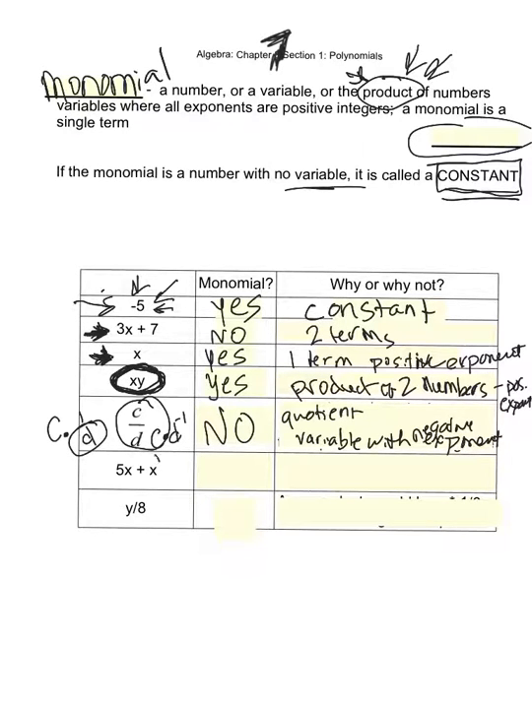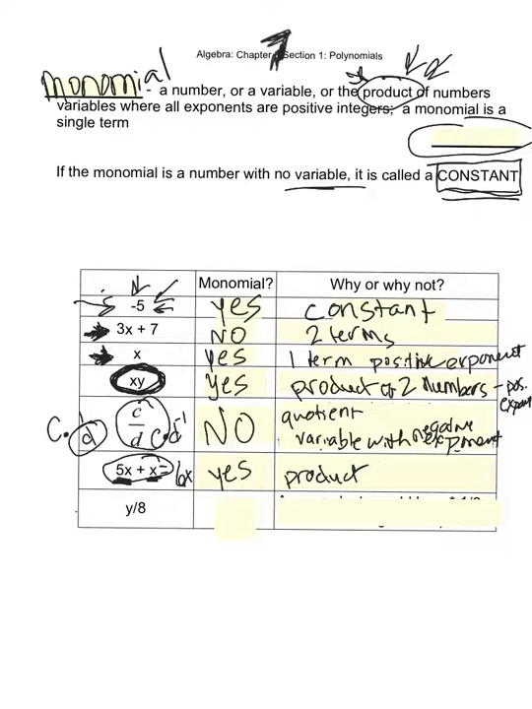All right, let's look at this one. Initially you look at it and say, oh, it's 2 terms. No, but actually look closely. These two are like terms. So before you can look at it, you have to say, is it simplified? Now it's simplified. Now you ask, is it a monomial? Yes, indeed it is, because it is a product, and your variable has an exponent that's a positive integer.